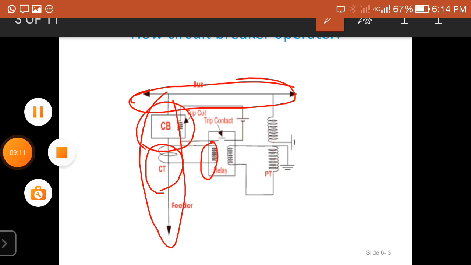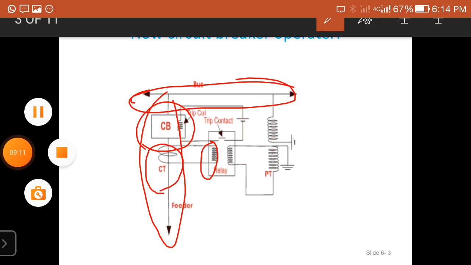Okay, next, how the circuit breaker operates. This is the diagram for the circuit breaker operation. In that we are using the bus. This is the bus. Next, in that bus we are connecting the feeder line. This is the feeder line. In that bus we are connecting the secondary of CT. This is the secondary of CT.